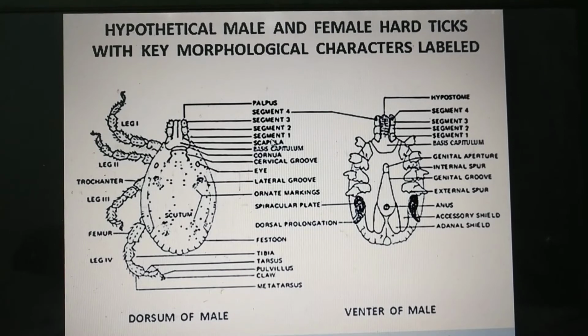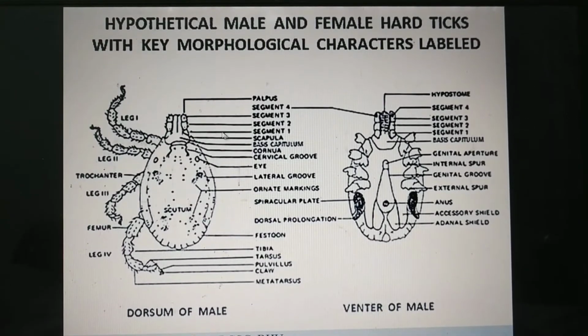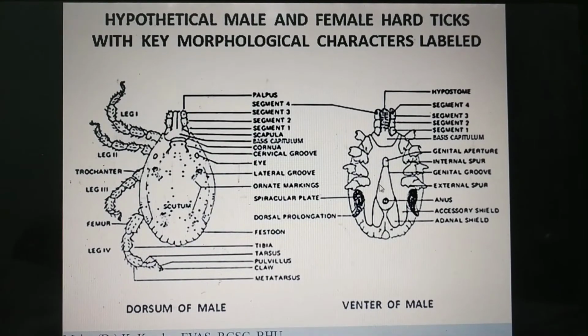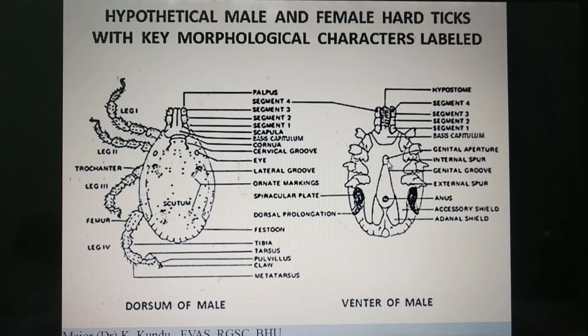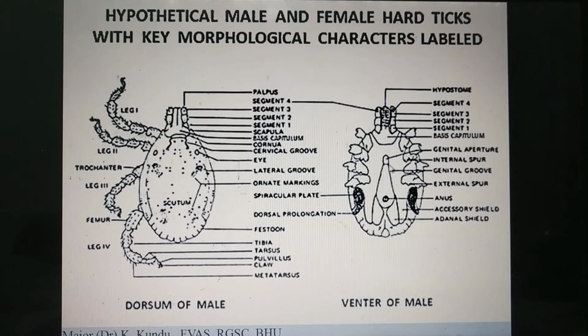Okay, now other morphological features. As you can see, this is the dorsal aspect, now the ventral aspect. So what I was talking about, the adenal shields. Now you see this is the genital pore in the middle. See the right figure. This is the genital pore here. Now this is the anal opening.